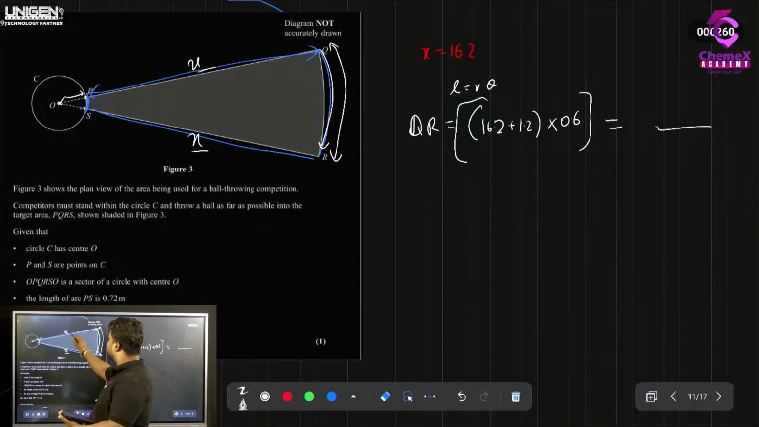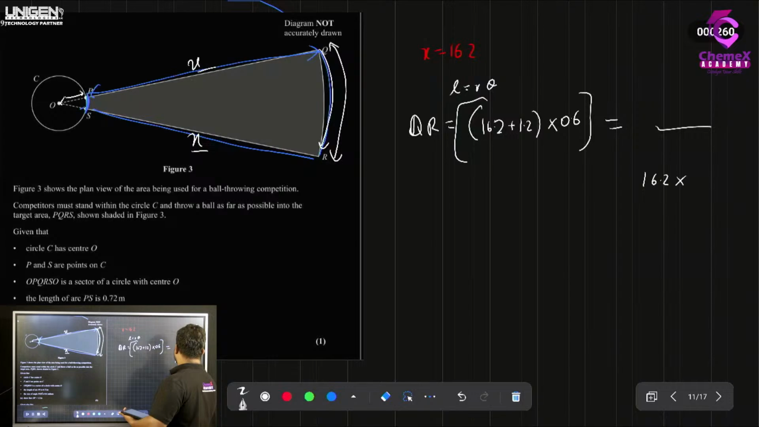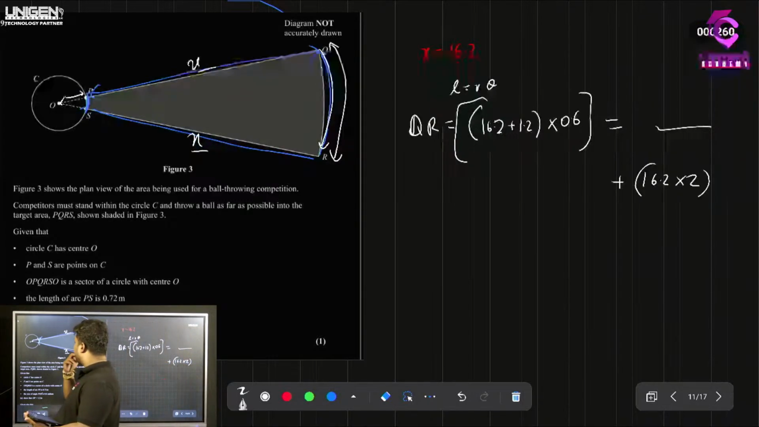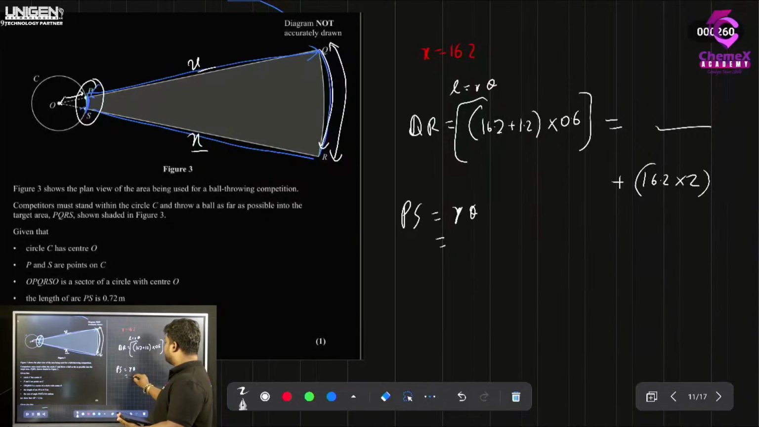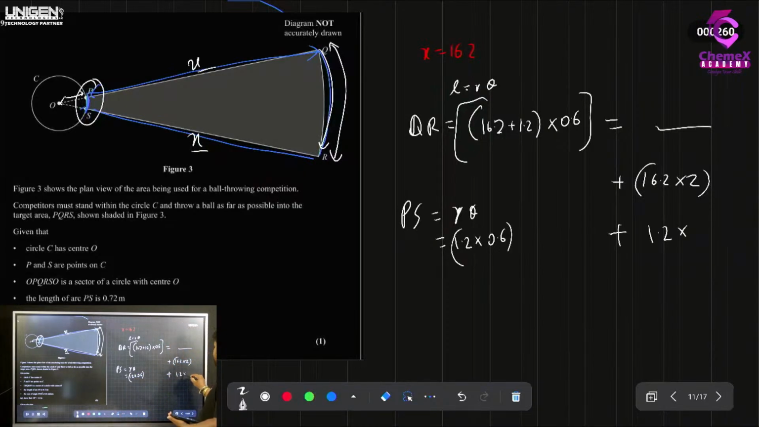What are the x values? 16.2 into 2. Then you need to add that also for the perimeter. Then what is the PS value? PS value, did you find it? Easy to find also. PS is what? Again r theta. But the r value is 1.2 into theta, which is 0.6. So get that value and also add it.